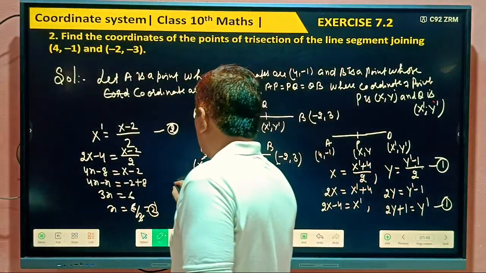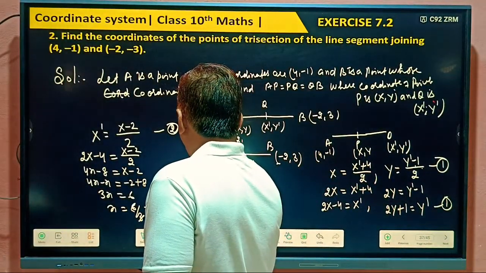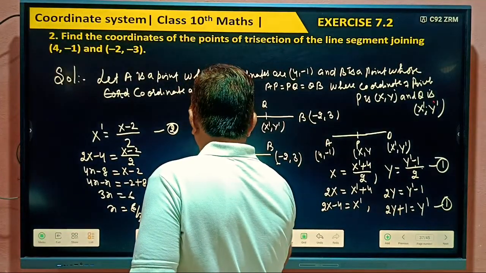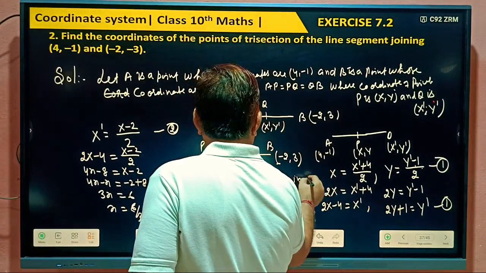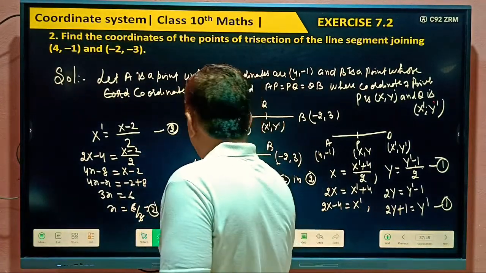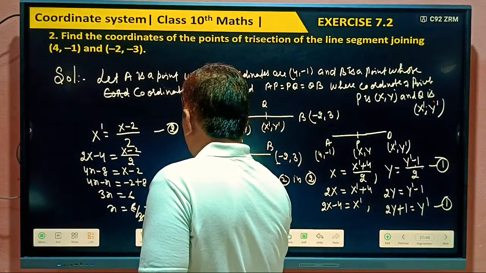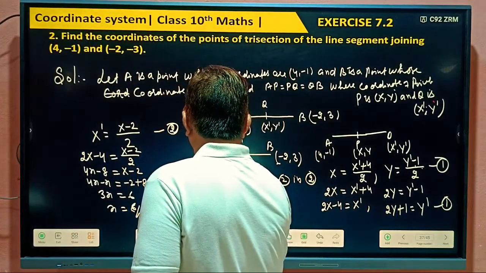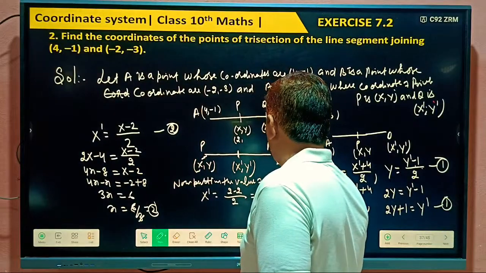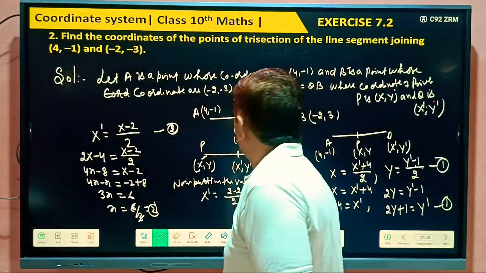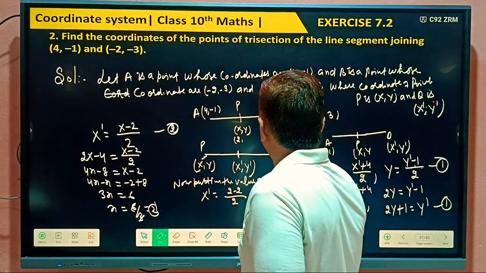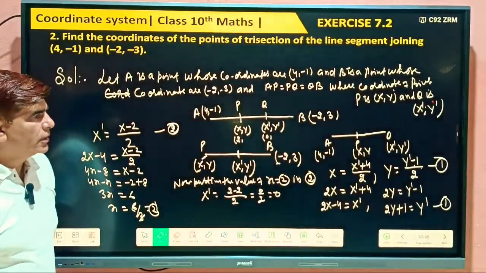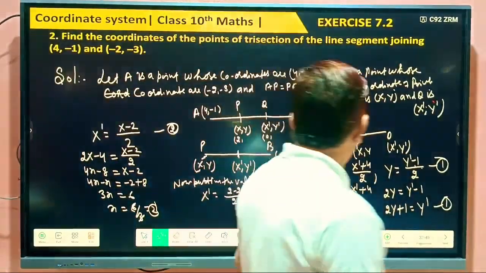Now putting the value of x is equal to 2 in the second. So what is x dash? x dash is (2 minus 2) by 2. 2 minus 2 is 0. 0 by 2 is 0. So x dash is 0. Understood? Similarly, we can find out this y dash also.